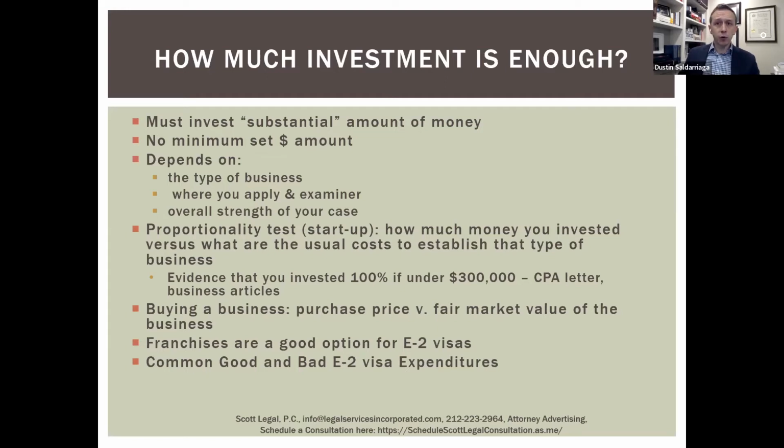And we talked before about common good and bad E-2 visa expenditures. In terms of good expenditures, these are things that you need for the business to be operational. So inventory, equipment, employee payments, things like that, a commercial lease. Bad expenditures tend to be travel expenses, food expenses. If you come to the US, say, to look for a business to purchase and you include your flight in your investment schedule, that's a weak expense.